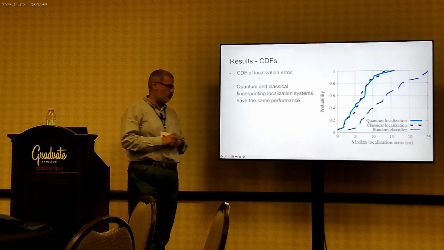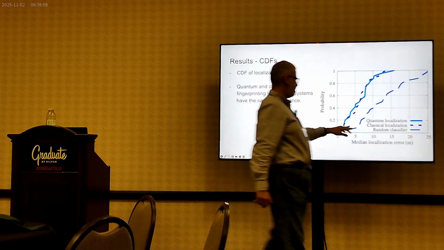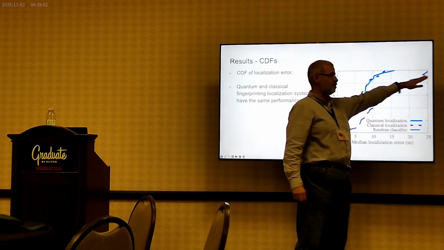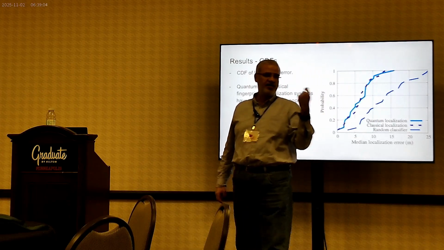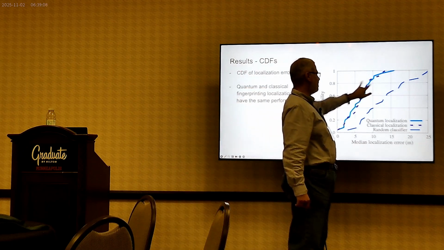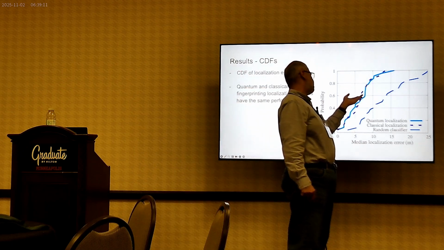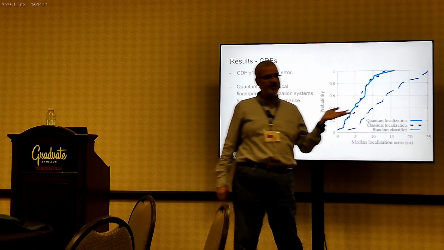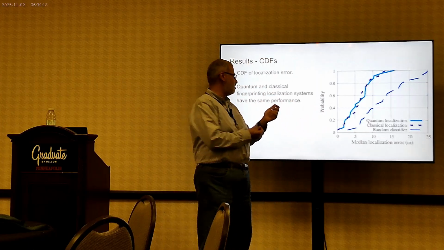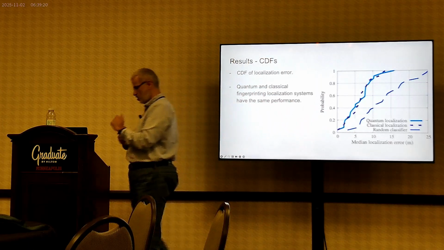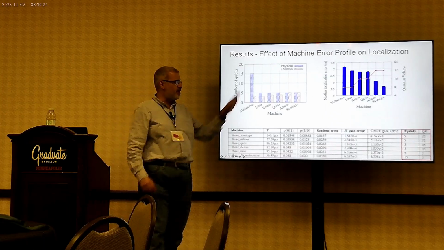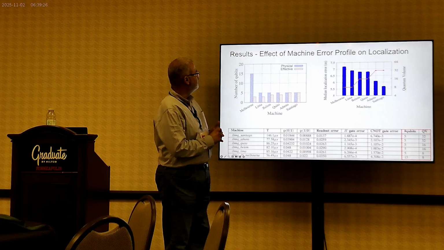This is the CDF of the location error, so the higher the line, the better. This one is a random classifier, meaning it returns a random estimate of your location. Here you can see the quantum and the classical version. The message from here is that the accuracy of the quantum and the classical version is the same, but you have potentially much faster speed if you use the quantum algorithm.